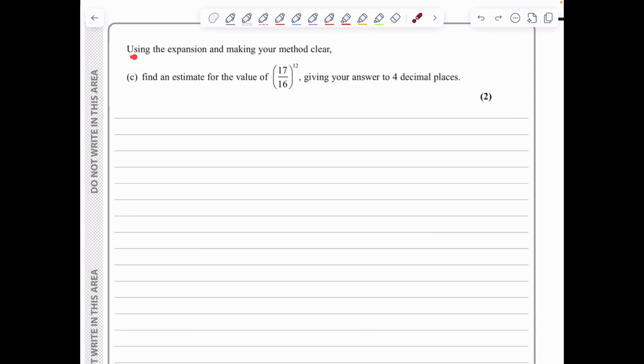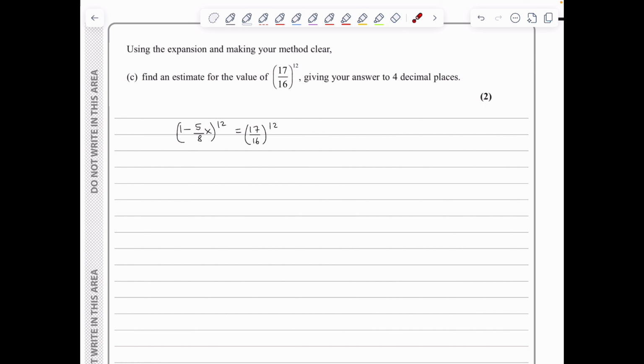We're then asked to use the expansion and make our method clear to find an estimate for the value of 17 over 16 raised to the power of 12, giving our answer to 4 decimal places. So we're looking at 1 minus 5 over 8x raised to the power of 12 to be equal to 17 over 16 raised to the power of 12. The first thing to do is determine the value of x. That will make the left hand side be 17 over 16 to the power of 12.